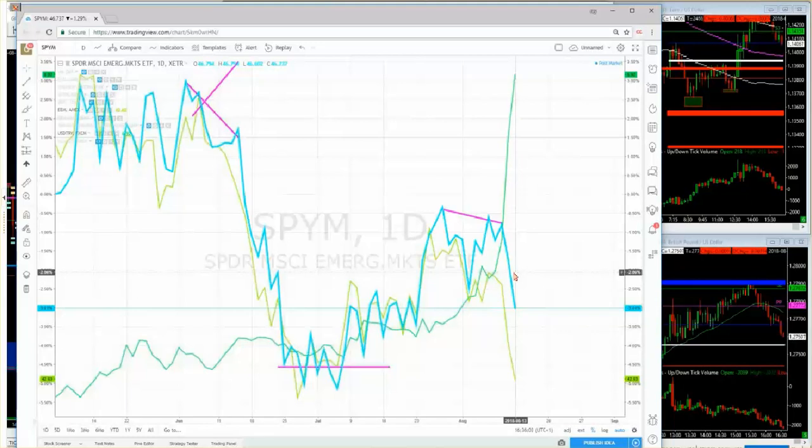Now, what else could you trade if you know that there's a spike in emerging market risk? What else could you trade? You could obviously go long volatility products like VXX, for example.